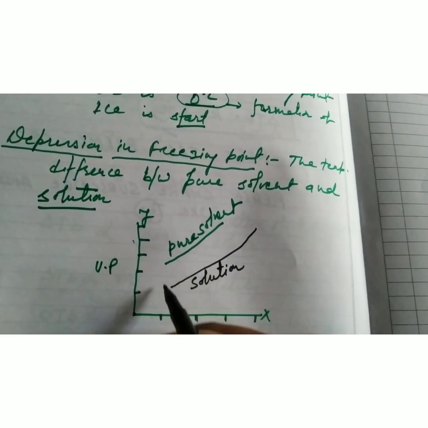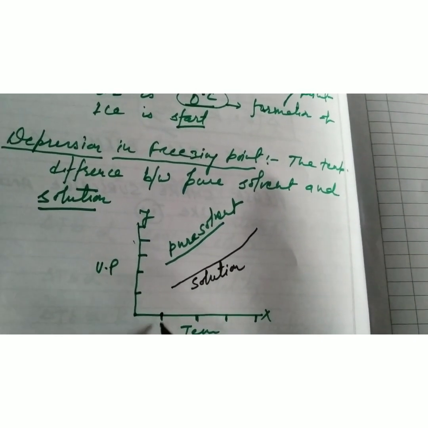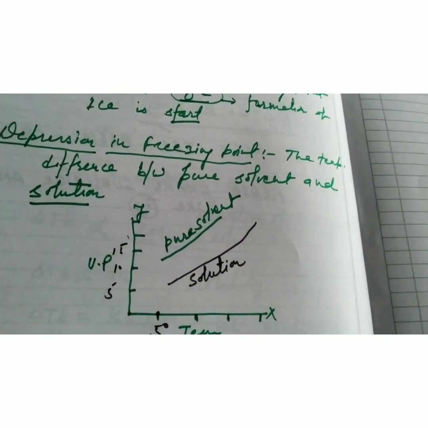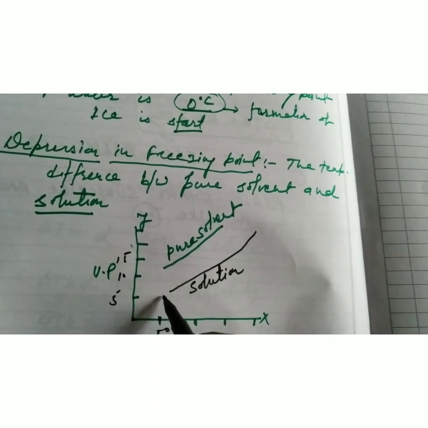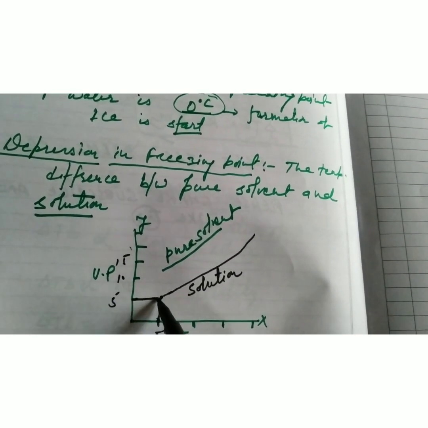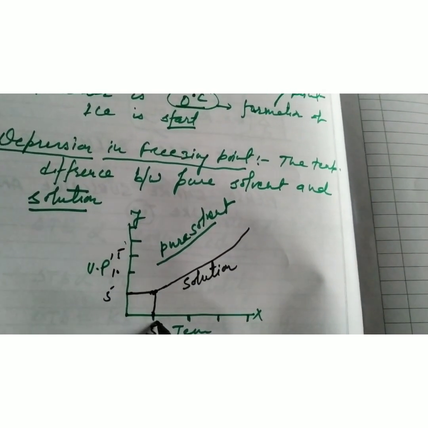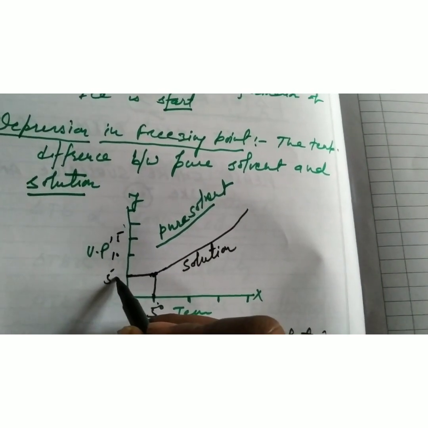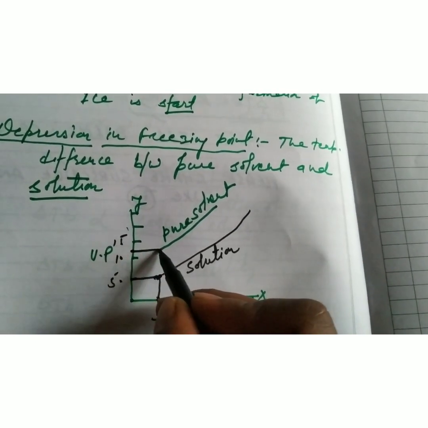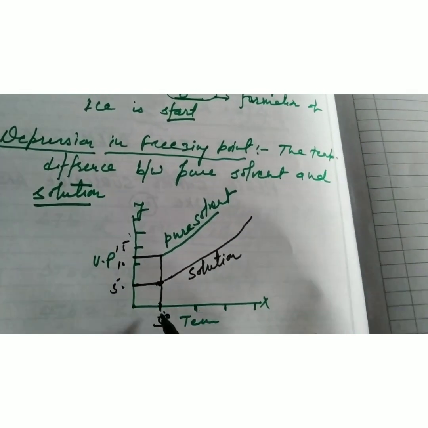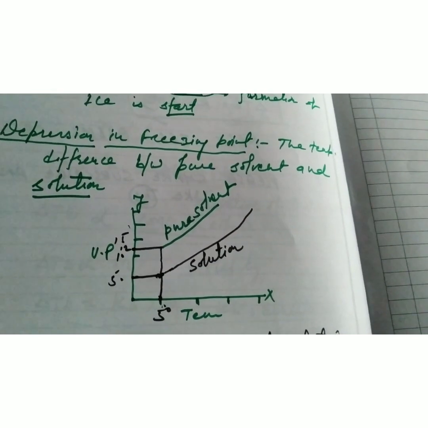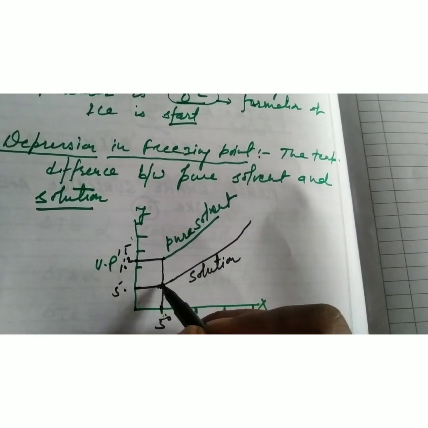So dear students, at the same temperature, suppose this is 5 degrees. Now consider the temperature at 5 degrees centigrade. At 5 degrees centigrade, the vapor pressure of solution is 5 atm. But for pure solvent, the vapor pressure at 5 degrees is about 12. So this is the difference between pure solvent and solution.